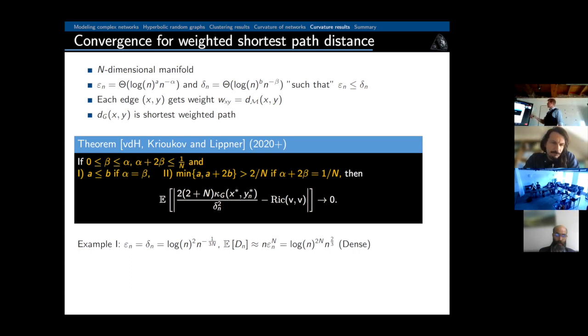So there are several examples. One, which is here, where you get a sort of dense graph. It's not exactly dense because the average degree doesn't grow quadratically, but it grows as some sort of larger power of n.